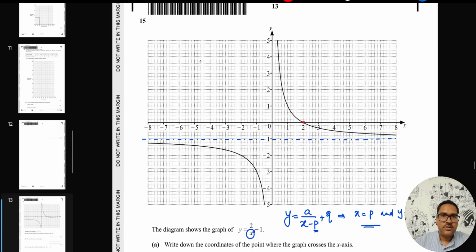So what are the asymptotes? This is the line y is equal to minus 1, right? And this is the y-axis, the equation of which is x equal to 0. So by the graph also you can show this, right?